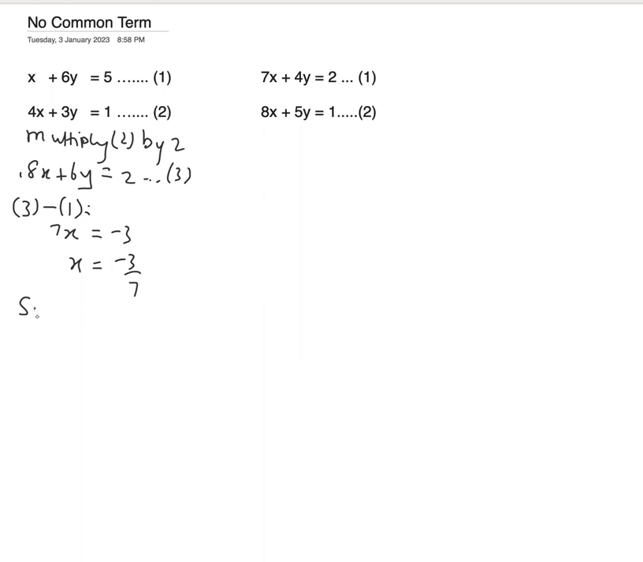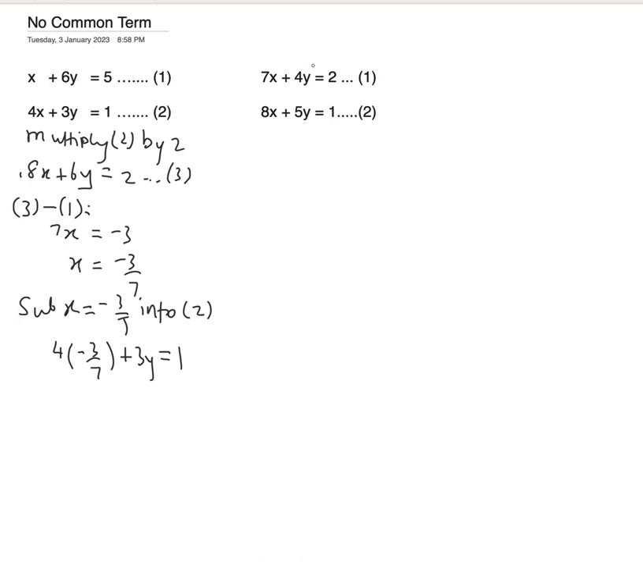So we need to substitute. Again, we choose the equation that is better, into equation 2. So we have equation 2, 4 times. It actually does not matter which equation you substitute in. All right? And then we work it out.